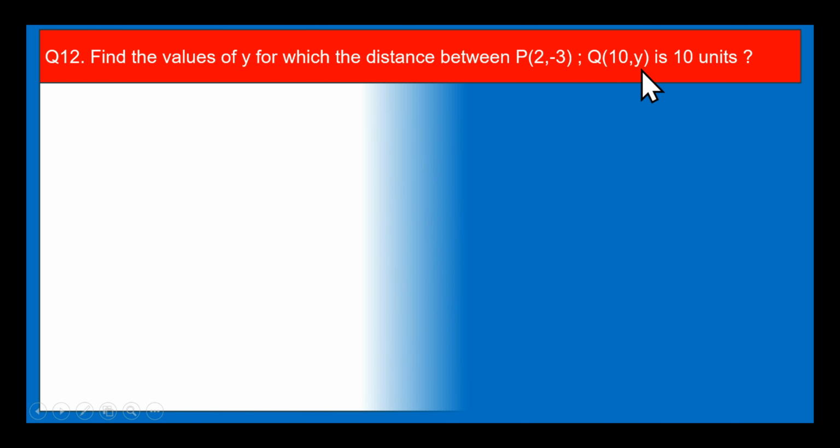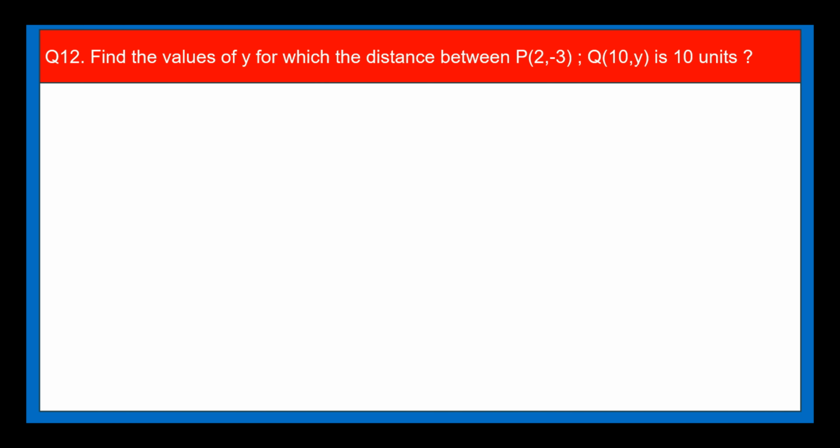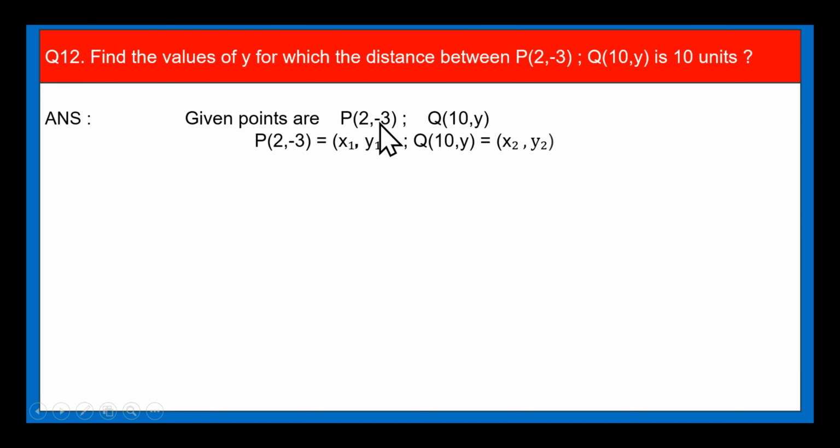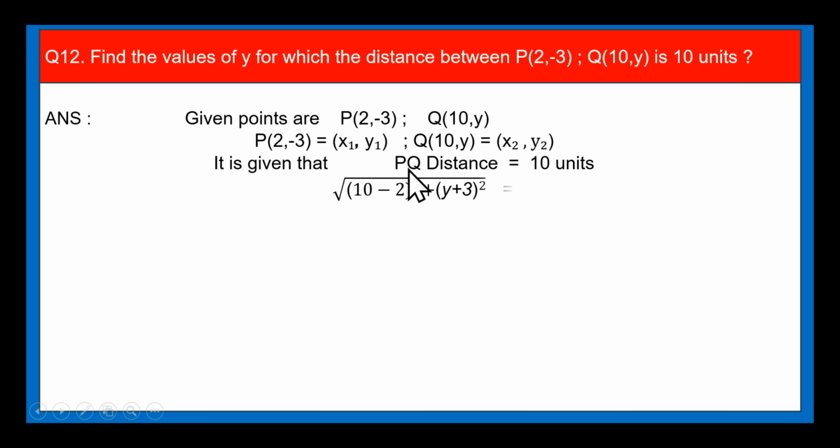You see this solution. Here we are given two points. The first point P (2, -3) and the coordinates of Q is (10, y). Let us assume that the coordinates of P are (x1, y1) and the coordinates of Q are (x2, y2). And let us write the distance between the two points. It is given that PQ distance is equal to 10 units. Now, what is the formula to find the distance? Distance is root of (x2 minus x1) whole square plus (y2 minus y1) whole square.